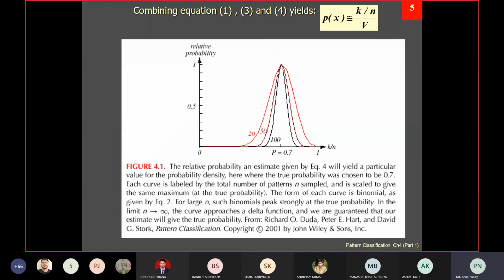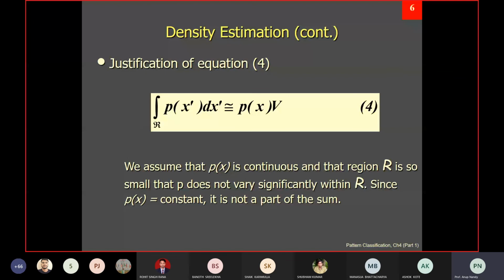So now you can guarantee that you will have a good estimate. A good estimate means that it is the same as your true probability. Okay, so now this is a justification equation: if px is equal to vx, now we assume that px is continuous, and that region R is so small that p does not vary significantly, since px is constant. It is not part of this sum, so you can see it.